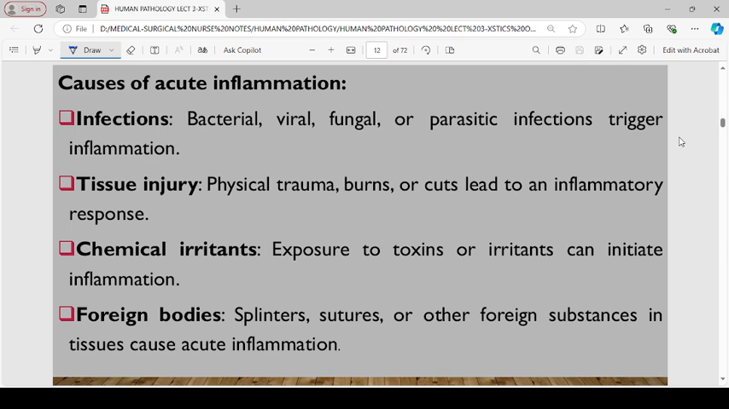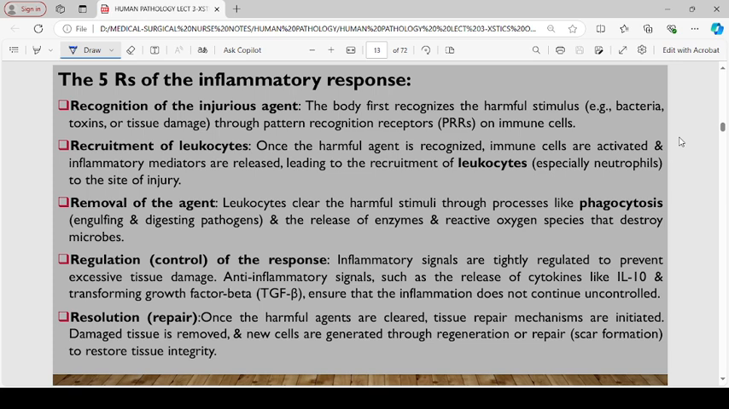The first one is infection. It could be bacterial, viral, fungal, or parasitic infection, which can trigger inflammation. Another cause is tissue injury, where we have physical trauma, burns, or cuts, which can lead to an inflammatory response, or chemical irritants. You find that exposure to toxins or irritants can initiate the process of inflammation. Lastly, we have foreign bodies like splinters, sutures, or other foreign substances in the tissue that could cause acute inflammation.